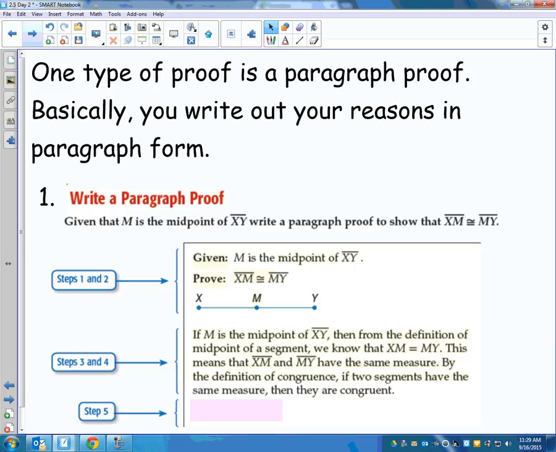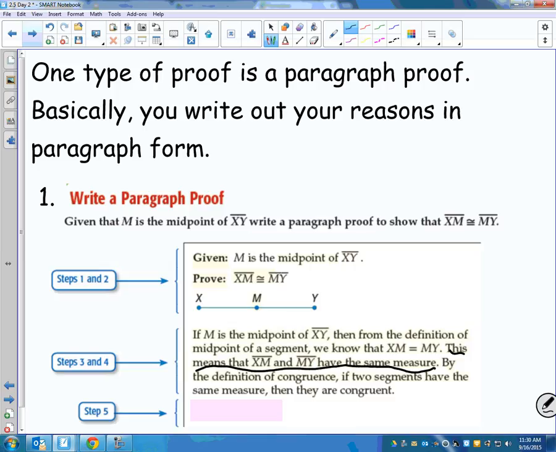And then they even go as far as to say what equals means, right? Personally, I think this sentence means that XM and MY have the same measure. Equals means they have the same measure, so it's kind of up to you if you would write that or not. But then they said exactly what Ali said. We need to talk about what congruence means. By the definition of congruence, if two segments have the same measure, then they are congruent. Or you could say, if XM equals MY, the definition of congruent says they are also congruent.